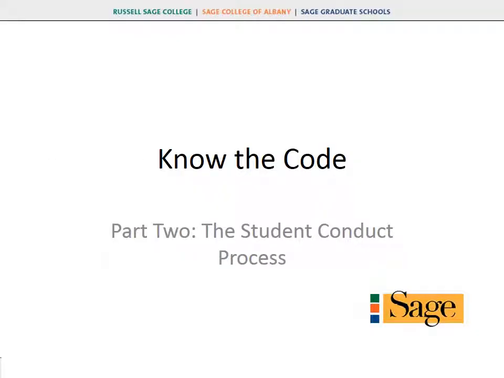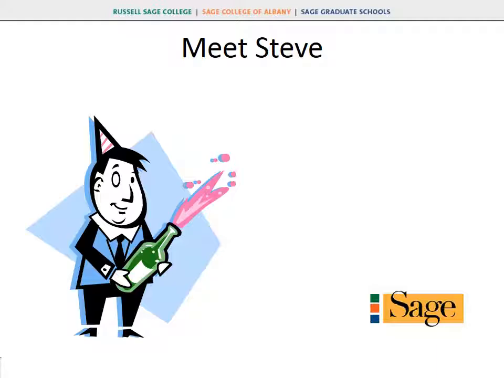Welcome to part 2 of the Sage College's new student online training. In this session, we will talk about the student conduct process as outlined in the code, including what happens before, during, and after a student conduct proceeding. Following the completion of this video, you will need to complete the associated quiz. Instructions for the completion of this quiz will be provided at the end of this presentation.